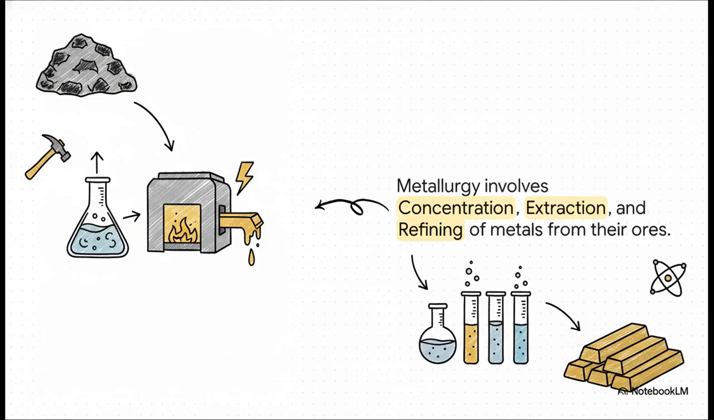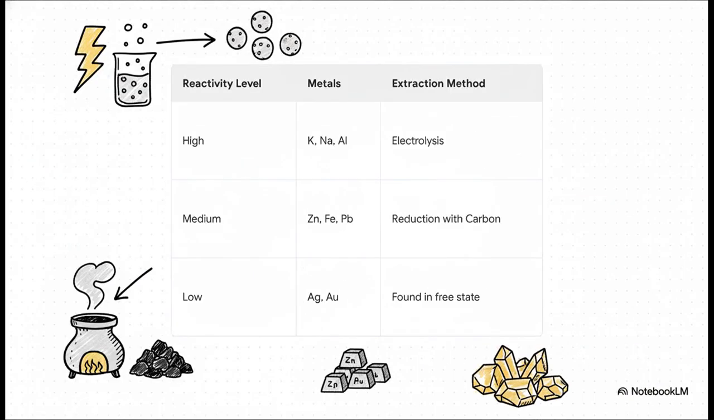Now, the most important thing to remember is that the method we choose for extraction depends completely on where the metal is in the reactivity series. You see, this connection to reactivity is everything. For the highly reactive metals at the top of the series, like potassium and sodium, we need a very powerful method like electrolysis. For the metals in the middle, like zinc and iron, we can use a simpler chemical reduction with carbon. And for the least reactive metals at the bottom, like gold, well, they are so unreactive, they are often just found in their pure, free state in nature.